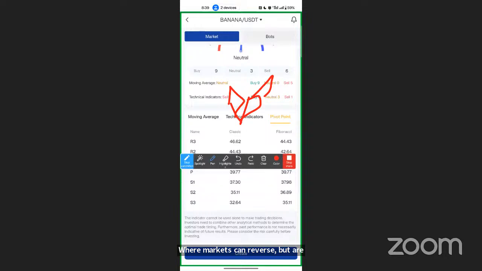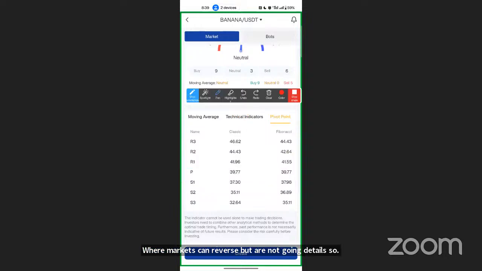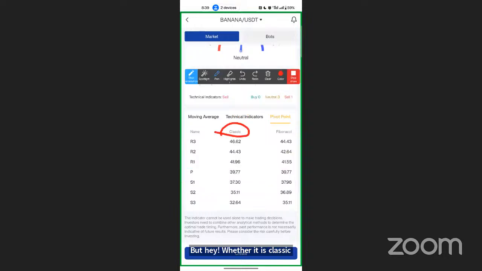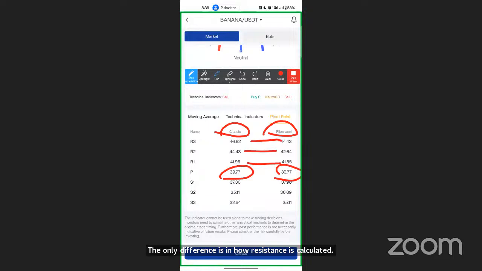But whether it is classic or Fibonacci, the pivot point is the same. The only difference is in how resistance is calculated and how support is calculated. Give me a yes in the chat if you have understood. Give me a yes in the chat if so far you are good to go.